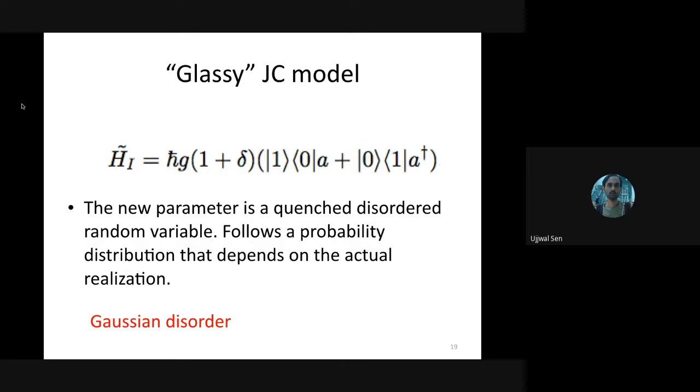So what we have here is a Hamiltonian between an atom and a photon in a cavity. So it's an atom and a cavity. And there is a factor 1 plus delta in the interaction strength, where this delta is disordered. Different realizations of this system will have different values of this disorder, but they are not completely random. They follow a certain probability distribution, and first of all, we consider it to be a Gaussian distribution. This is the system that I will deal with.